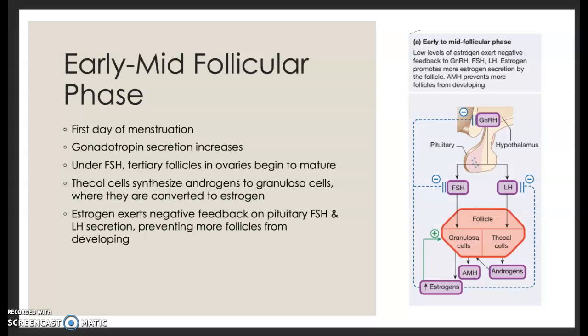So in the early to mid follicular phase, this is your first day of menstruation. Gonadotropin secretion increases greatly. Under the follicle stimulating hormone, the tertiary follicles in the ovaries begin to mature. That was what we were talking about in the follicular phase of the ovarian cycle. The thecal cells synthesize androgens to granulosa cells, where they're converted to estrogen. Estrogen starts to exert negative feedback on the pituitary for FSH and LH secretion, and this will prevent more follicles from developing.